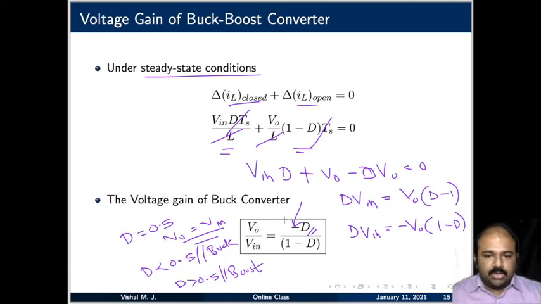So, I hope you have understood how we have calculated the voltage gain and also the operation of the circuit of the buck boost converter. Now, we have found the equation for duty ratio. What is left is that we have to design the values of the inductor and capacitor. So, let us move on and do that.